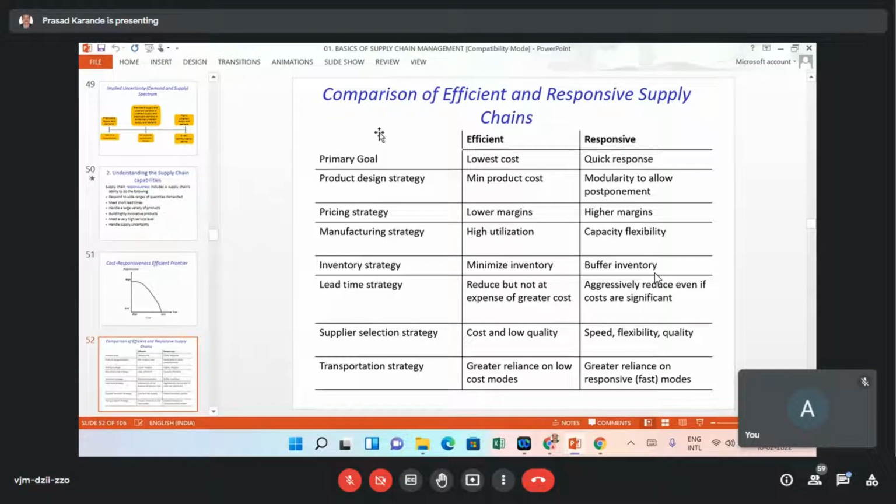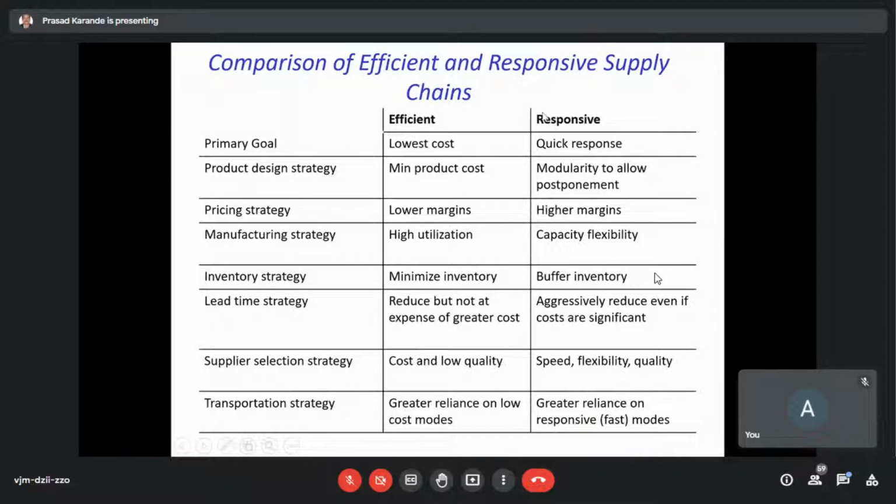These are the prime factors which will give us a better and detailed idea about the difference between the efficient and responsive supply chain. The primary goal of efficient is the lowest cost, and the responsive one is not much concerned about the cost primarily. Yes, it is concerned, but it is not a primary concern. Primary concern is quick response, means everything हमको बहुत ज़्यादा चाहिए, so that is the responsiveness.